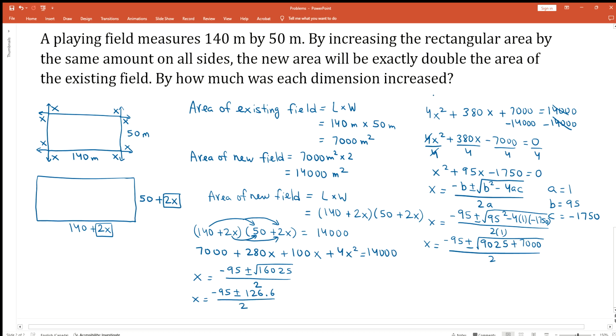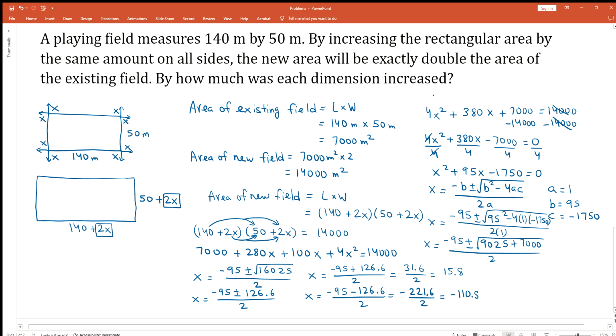We get two cases. The positive case is -95 plus 126.6 over 2. I get 31.6 over 2, which is equal to 15.8. This is the first solution of the equation. Now we can analyze the negative case. I get -221.6 over 2, which is equal to -110.8.